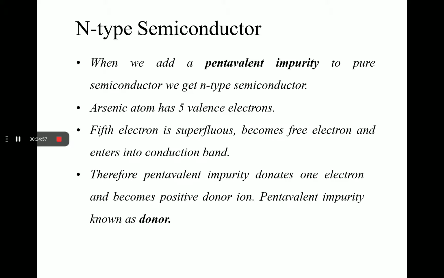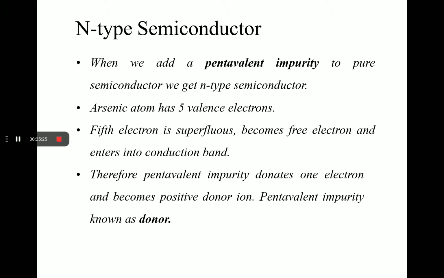When a small amount of pentavalent impurity is added to a pure semiconductor, it is known as N-type semiconductor. A pentavalent impurity means the outermost shell will have 5 electrons. For example, phosphorus, arsenic, which is added to silicon.